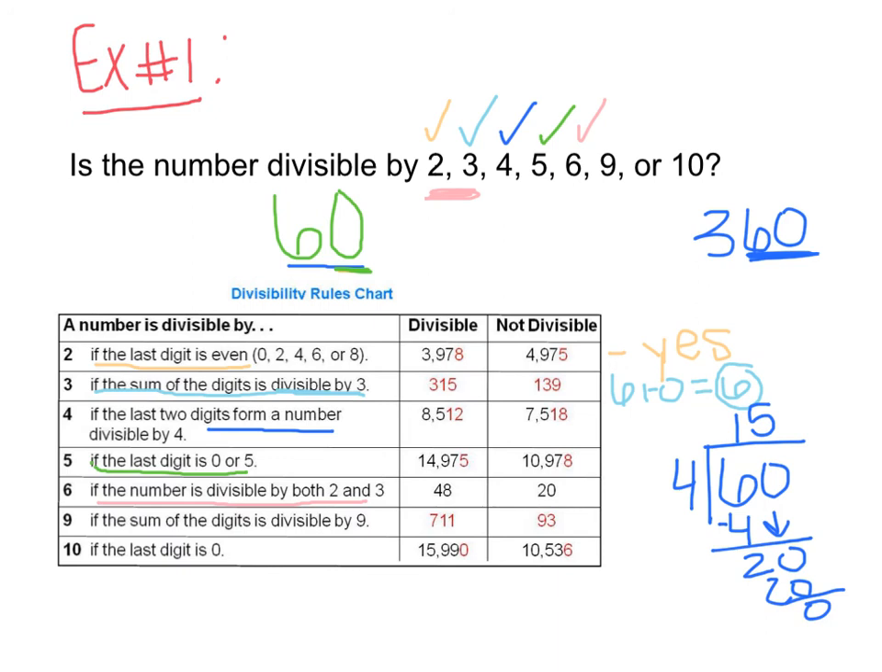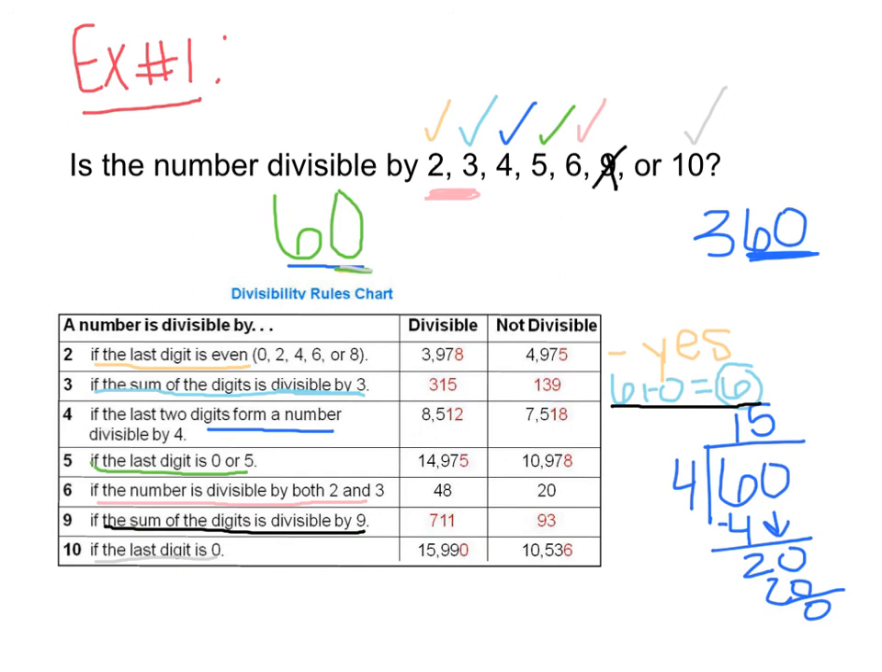On to 9. If the sum of the digits is divisible by 9. Remember the sum, we already did that up here. Our two digits are 6 and 0, so we add those together to get the sum. 6 plus 0 is 6, and 6 is not divisible by 9. We're not going to get a whole number. So 9 is not an answer. And then the last one, 10. If the last digit is 0, and yes, it is 0. So it is divisible by 10.